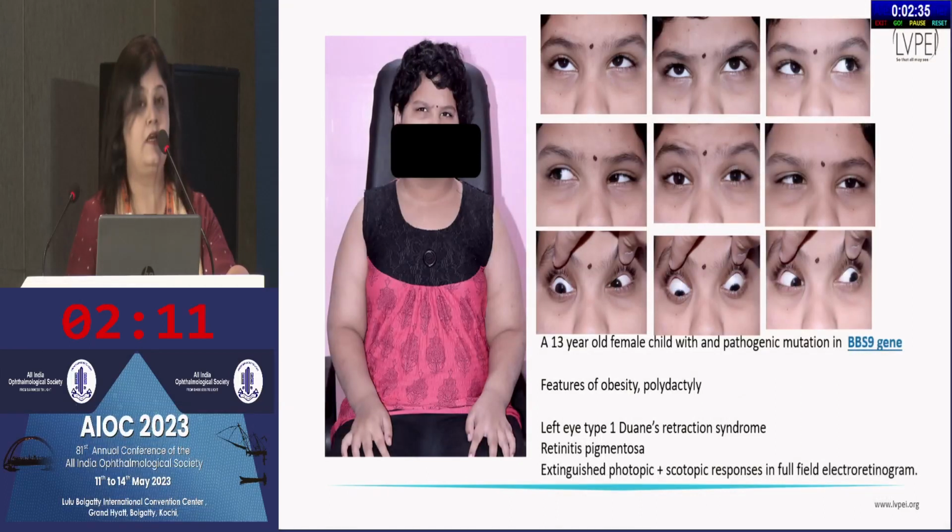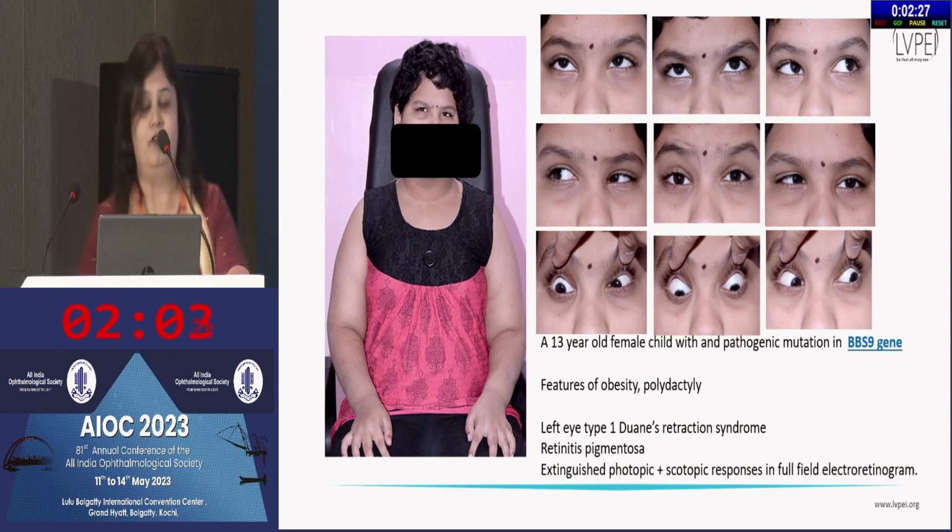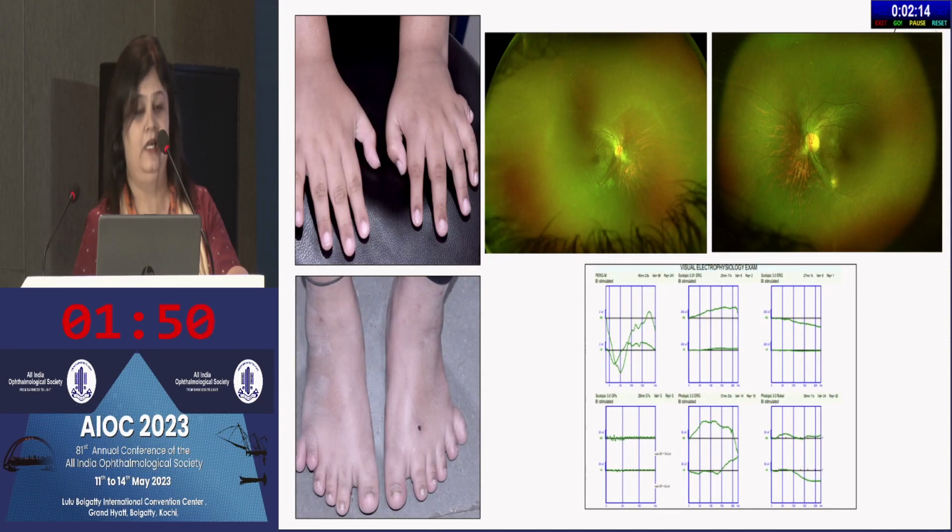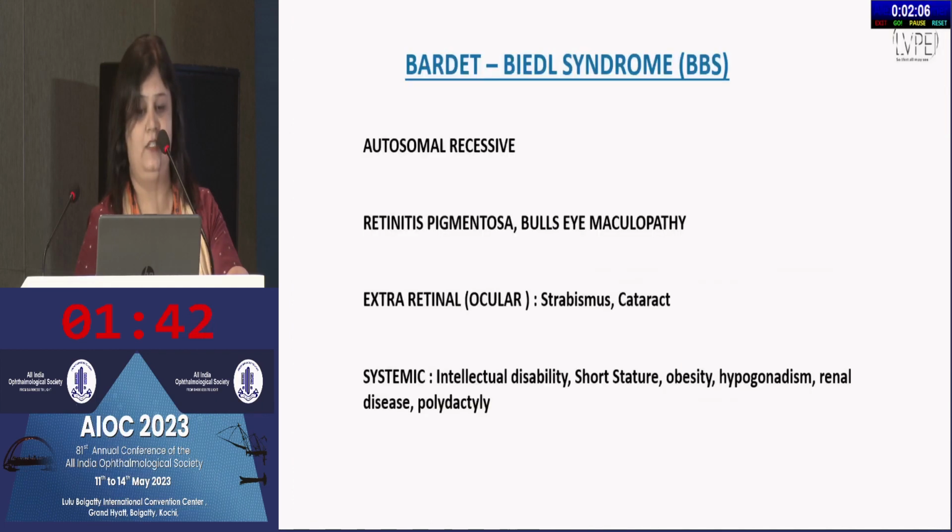So this was a 13-year-old female who has features of obesity. She also had polydactyly. This 9-gaze photo is not for strabismus, but mainly to say that she also had a Duane's retraction syndrome. And in her retinal evaluation, she had a retinitis pigmentosa with extinguished photopic and scotopic responses in full field ERG. So here we can see the extradigit on both the hands and the leg, the changes of retinitis pigmentosa in the fundus and the extinguished ERG response.